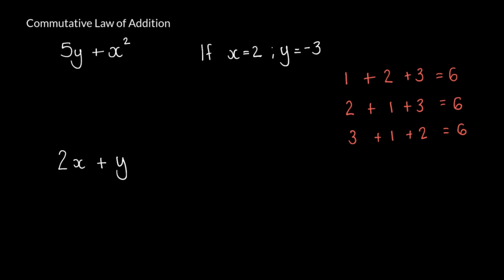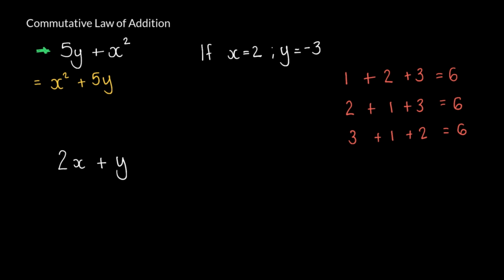Now, if we start with 5y plus x squared, I know that I can rewrite 5y plus x squared as x squared plus 5y. Both of these are going to give us the exact same answer, and we can test this. Let's start by using 5y. So now we know that the rule says that y is going to be equal to -3 and x is going to be equal to 2. So we're going to start with this first one here. We're going to do this one first, and we're going to substitute these into the formula that we have.